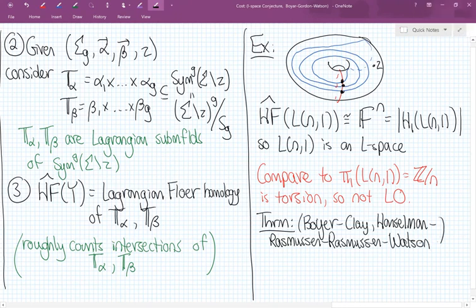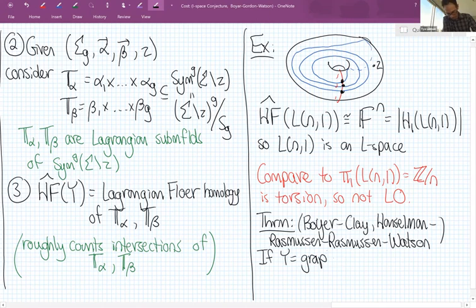Which says that, if Y is, let's say, a graph manifold, or if you want, just think of a fibered manifold, then this conjecture holds. Well, what does conjecture mean? Then pi1 is left orderable if and only if Y is not an L space.